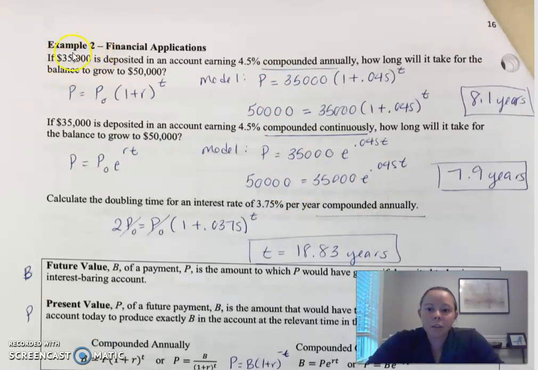You've deposited $35,000. How long will it take for this to grow to $50,000? And they gave you the percentage, and notice they said compounded annually, so that's this formula. On the next one, compounded continuously, so we're using another formula. So they're specifying the rate, so you have to use the correct formula. But from there, it's just an algebra problem. So for this one, divide over the 35,000, natural log both sides, pull the t down, divide that.